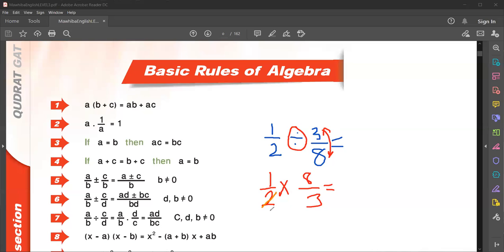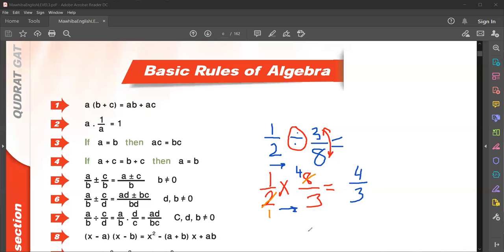Divided by 2 equals 1. Here, divided by 2 equals 4, right? Then 1 and 3, we don't have simplifying. Then you multiply directly, 1 times 4 equals 4, then 1 times 3 equals 3. So the answer is 4 over 3.